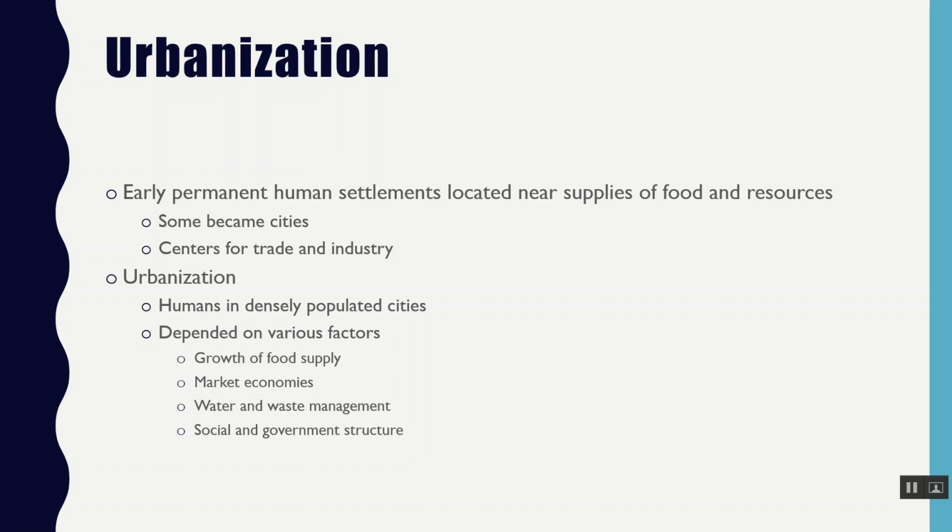You don't have to know all these factors, but where cities developed and how they developed depended on various factors, including the growth of the food supply. So now we are in a day and age where we bring in a lot of our food, although we grow a lot of food very close to San Diego. Various factors such as, can you feed the people who are there? What does the market economy look like? Can you sustain people economically? Do you have the water and waste management systems in place in order to have people there? And do you have a social and government structure in order to sustain that city?